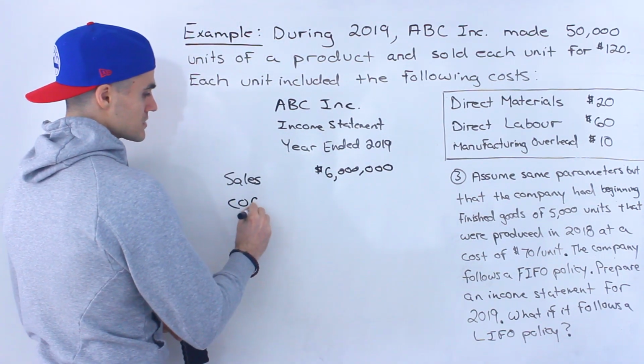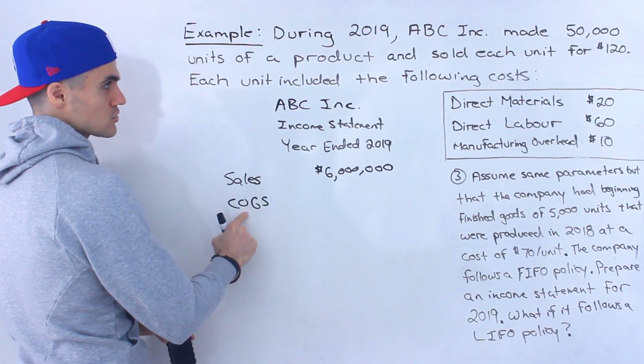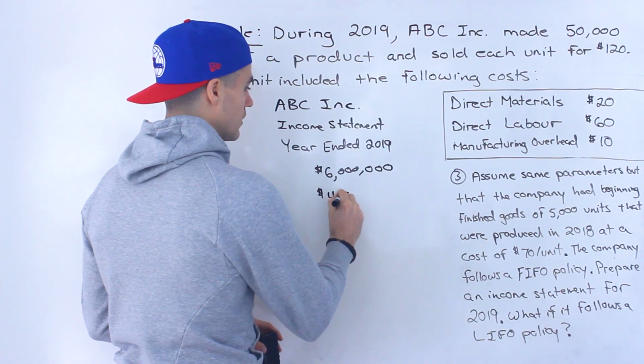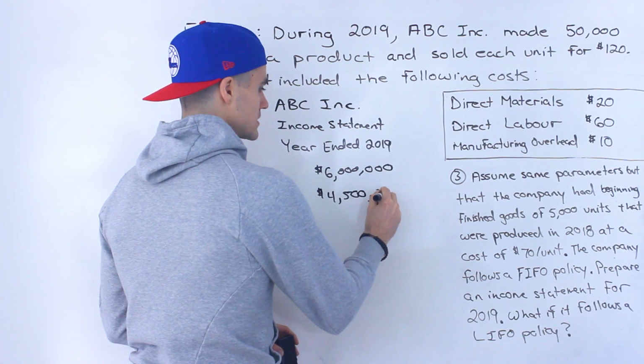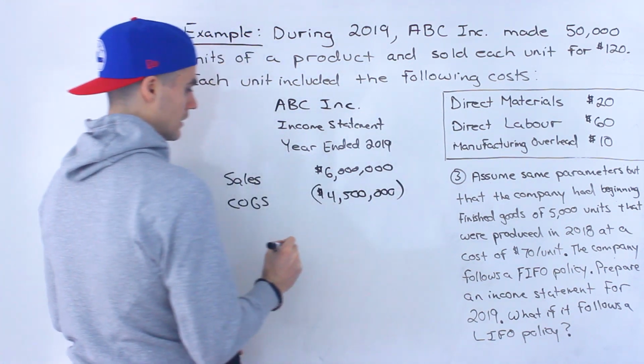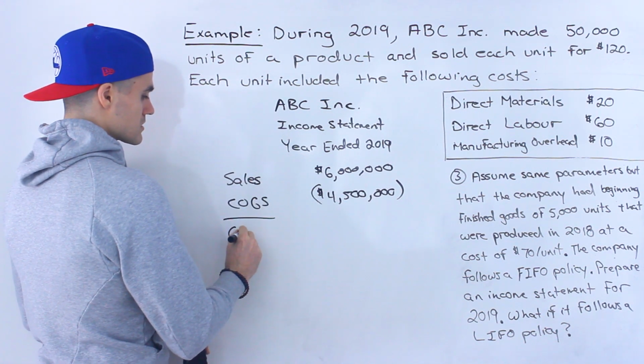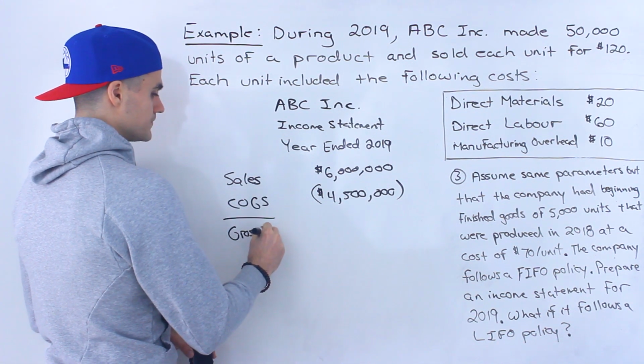Then we have the cost of goods sold. Now the cost of goods sold is that 4.5 million that we calculated before. So that's going to go over here. We're going to be subtracting that amount, so let's actually put it in brackets. And then sales minus cost of goods sold is the gross margin.